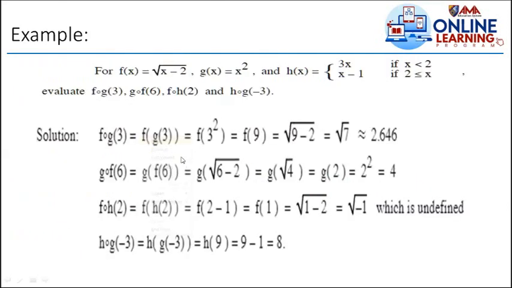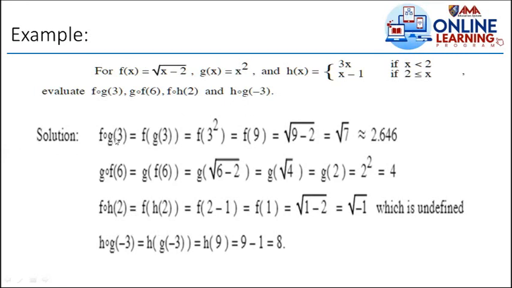Okay? So for example, for the function f of x equal to the square root of x minus 2, g of x equal to x squared, and h of x equal to 3x if x is less than 2, x minus 1 if x is greater than or equal to 2. So paano yung gagawin po natin? Okay? Evaluate f of g of 3, g of f of 6, f of h of 2, h of g of negative 3 po siya. Okay, so we have our solution.